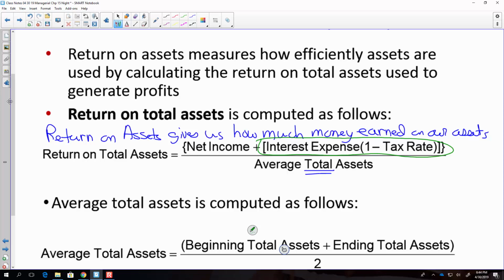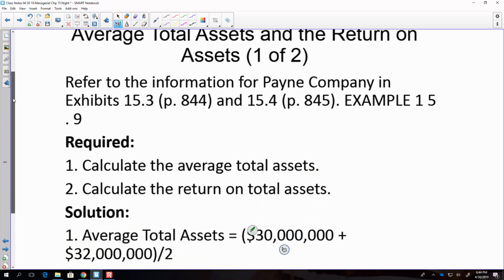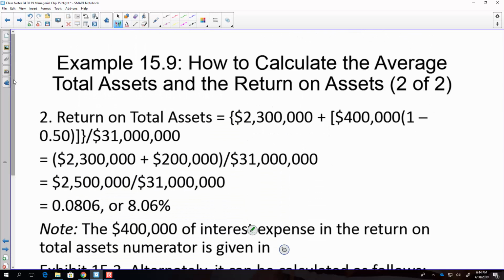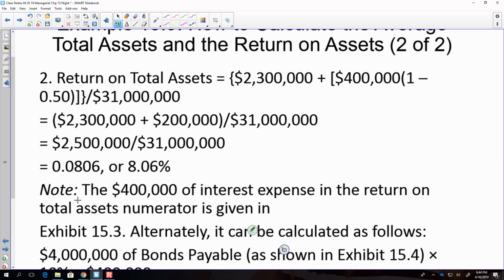So if my tax rate is, what is my tax rate on this problem? Does it say? What's my tax rate? My tax rate is 50%. So 1 minus 50% times our 400,000 is 200,000. I add that to my 2.3 million in net income and divide it by my total assets of 31 million to get an 8.6 return on my assets.